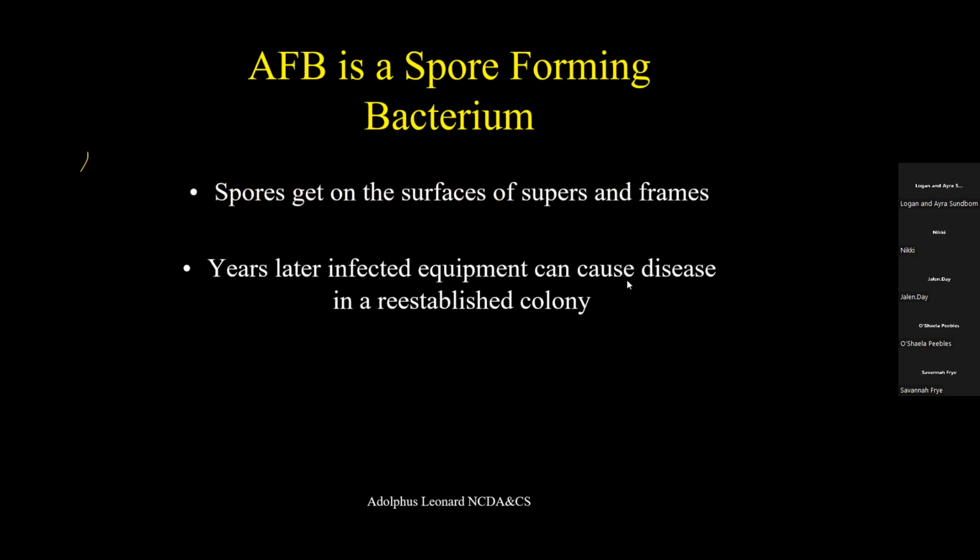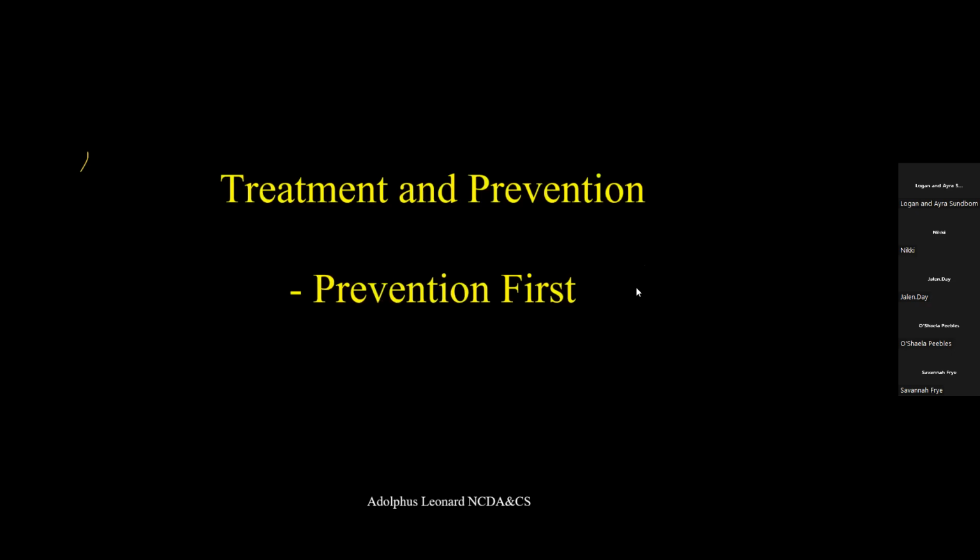It can also get on surfaces of supers and wooden goods, and so you can clean all the wax off and put the stuff in the barn and forget about it and come back and put a package of bees in there 10, 15 years later, and you run the risk of that package breaking down with American foulbrood because the surfaces are covered with the spores. The bees naturally clean up the inside of the hive. They're going to ingest some of these spores. They're going to feed it to the young larvae, and boom, we're off to the races all over again.